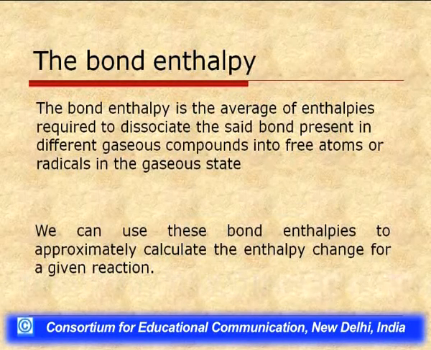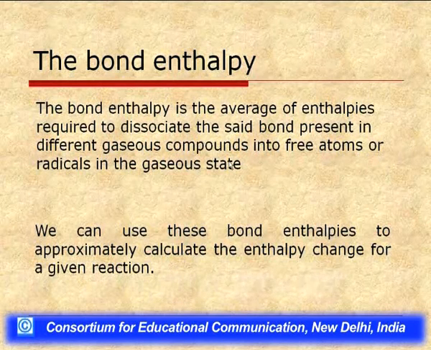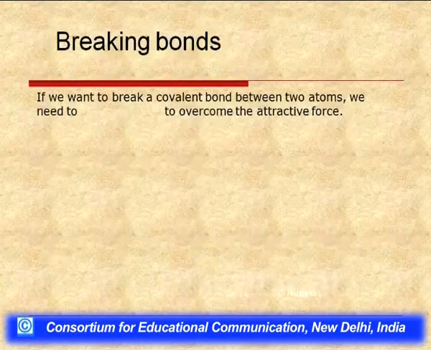The bond enthalpy is the average of the enthalpies required to dissociate a given bond present in different gaseous compounds into free atoms or radicals in the gaseous state. And basically, bond enthalpy data is important because we can use it to calculate approximate values of the enthalpy change for a given reaction. How can we do that? We will see it very shortly.